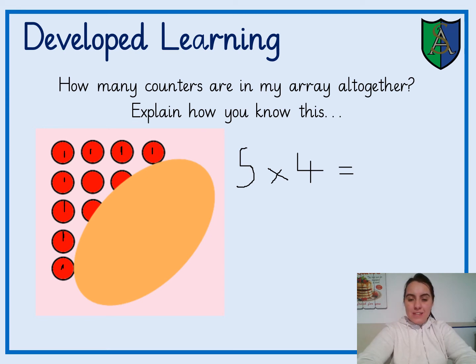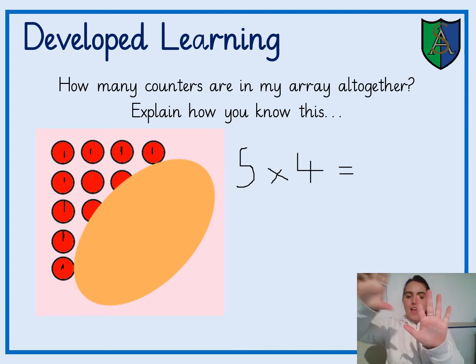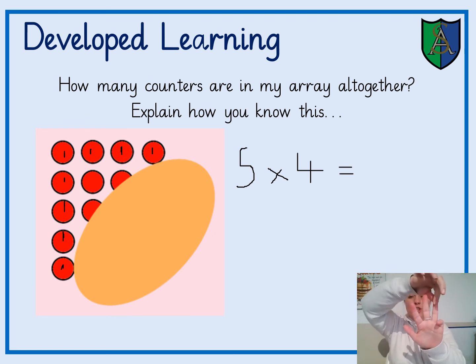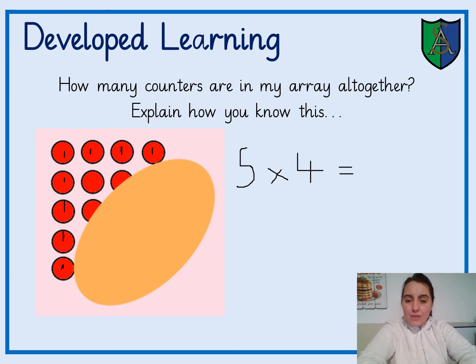We'll have a go at doing that now. We're going to count on our 5s using our fingers, and we will stop when we get to 4. Are you ready? 5, 10, 15, 20. So our answer is 20. Brilliant.